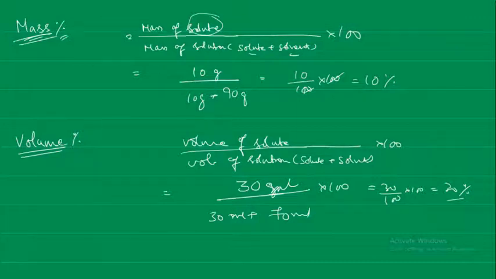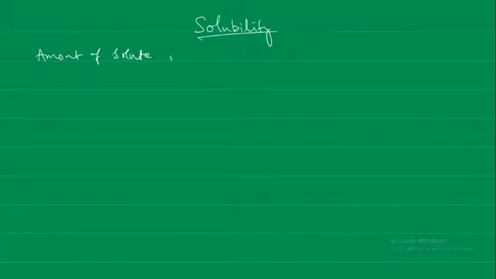Now, solubility is a very important concept. So what is solubility? It is the amount of the solute that dissolves in 100 grams of solvent to form a saturated solution at a given temperature. So the amount of solute in 100 grams of solvent to form a saturated solution at a given temperature is the solubility of that solute.